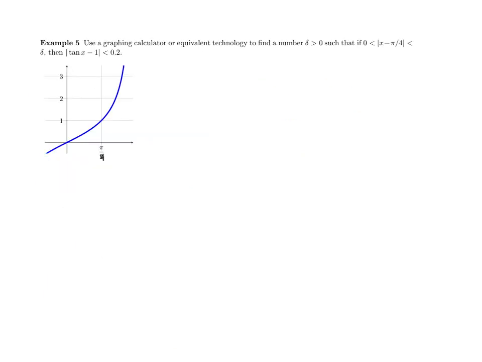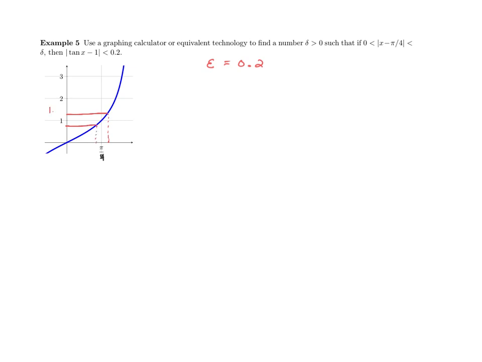In example 5, I'm going to use a graphing calculator to find some number delta so that if we're a distance of delta around pi over 4, we'll be a distance of 0.2 around 1 on the function tangent. So what does that look like? Since epsilon is equal to 0.2, that means I'm going to go up 0.2 and down 0.2 from 1. So I'll draw a number in like this, and a number in like this.